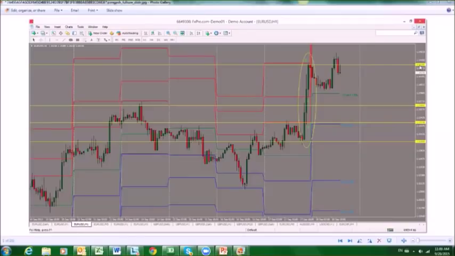So as you can see, this level here, this R3, is in confluence with the previous day's high and R3. And it is also an important support and resistance level from previously. If you look at a 4-hour chart, this is actually a very important support and resistance area. See how it came, broke through, and came and tested the backside of it.